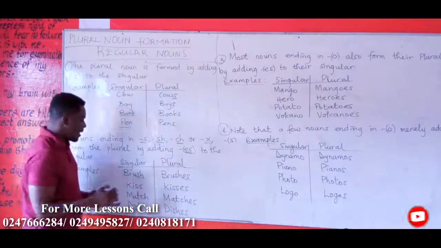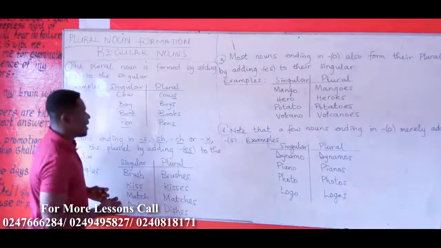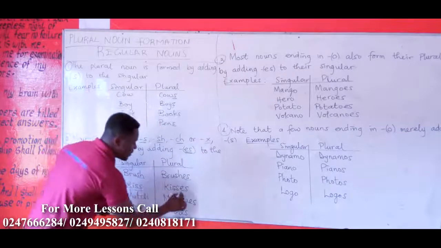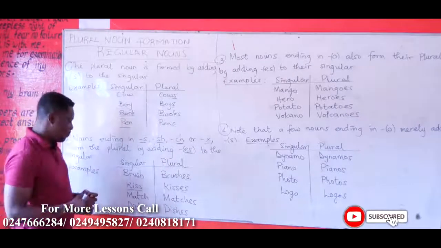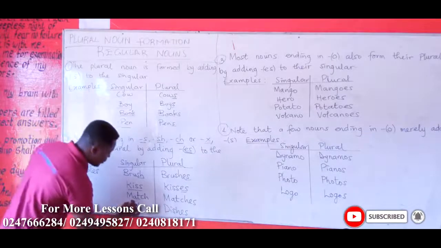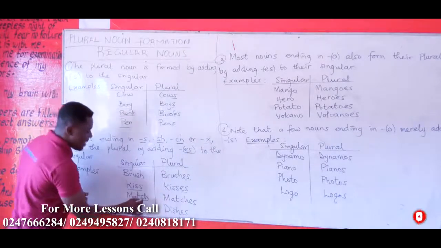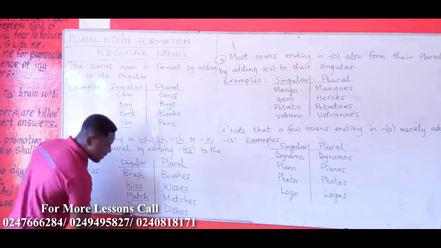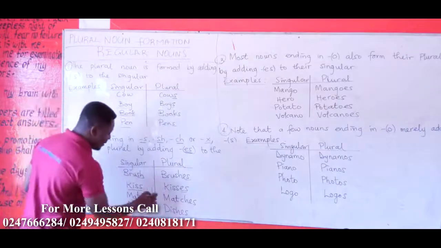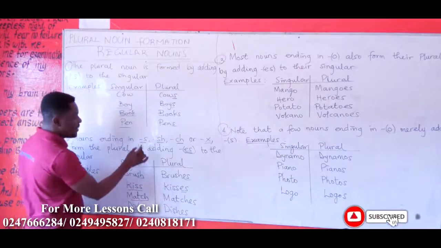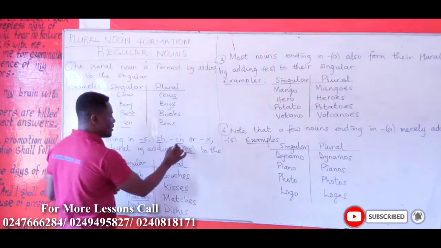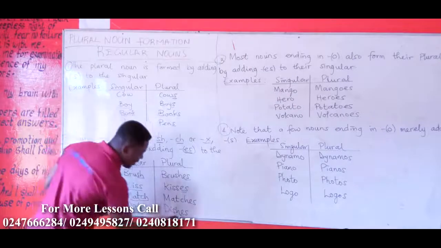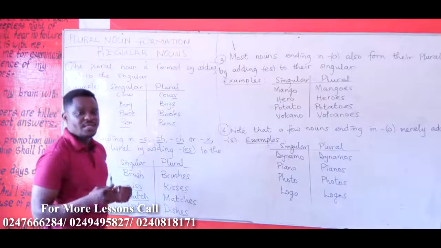Now, when I look at kiss, kiss is ending with what? S. I am not going to write just another S, but rather ES to form its plural form. In the same respect, match, dish. Match ends with CH. Dish ends with SH. All these nouns are ending either in S, SH, CH, or X. To form their plural form, you have to add ES to their singular.